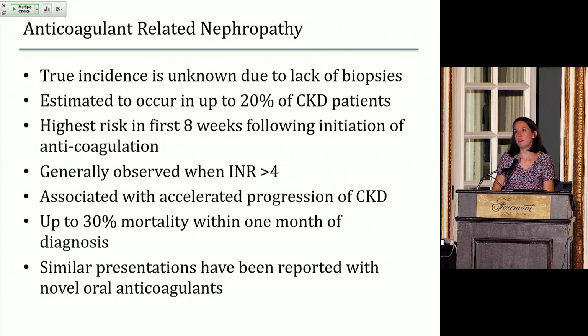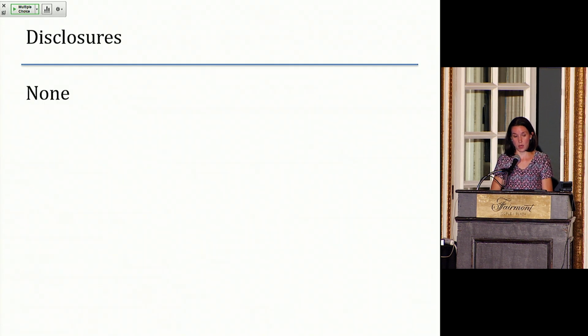The risk is highest within the first 8 weeks of initiating, and it's generally seen when they're over-anticoagulated, with an INR over 4. It has been associated with accelerated progression of chronic kidney disease, and an observational study reported up to 30% mortality within 1 month of diagnosis. Difficult to correlate because there are obviously many reasons, and they may be confounding by indication with initiation of anticoagulation, but certainly this is a poor prognostic sign when you see it. And this has also been reported with the DOACs, not just with warfarin, so this is something to keep an eye out for.